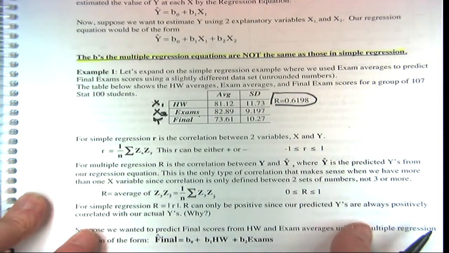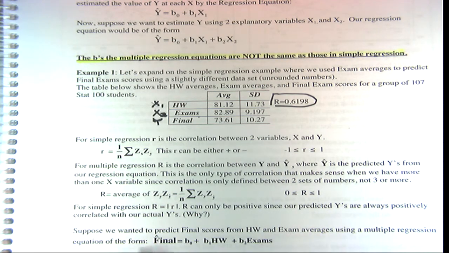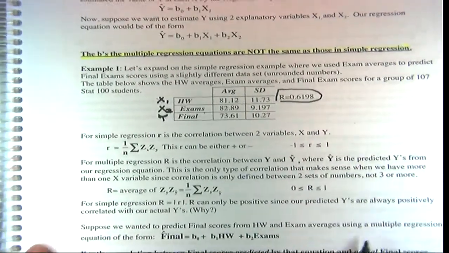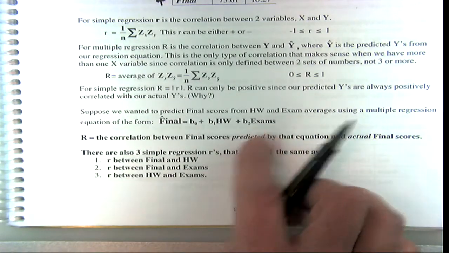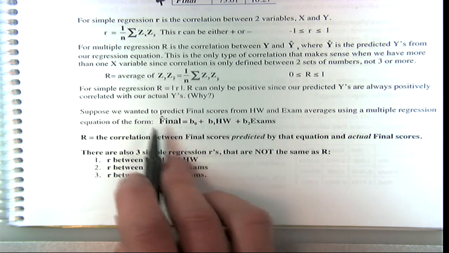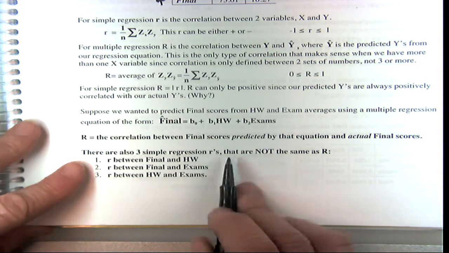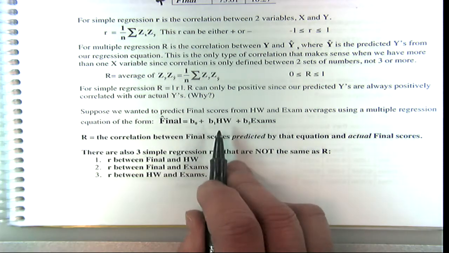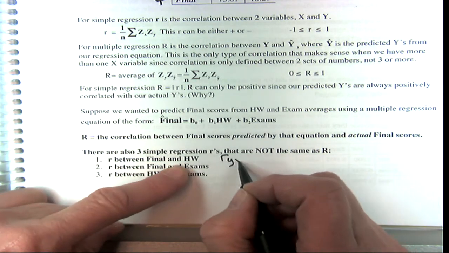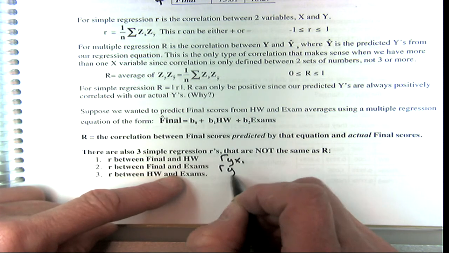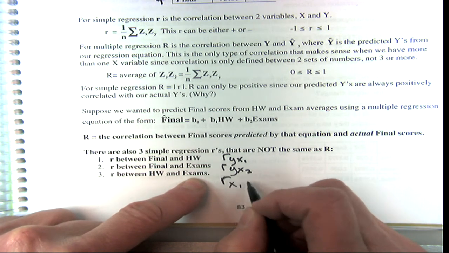All right. So now they're the same for simple regression, but for multiple regression they have to be calculated a different way. So suppose we want to predict final scores from exam and homework, and we use this multiple regression right here. Okay? So now R is the correlation between these predicted finals and your actual finals, right? But there's also 3 little simple correlation coefficients that are not the same as R: the correlation between your y variable and one of the x's, the correlation between your y variable and the other x, and the correlation between your 2 x variables.